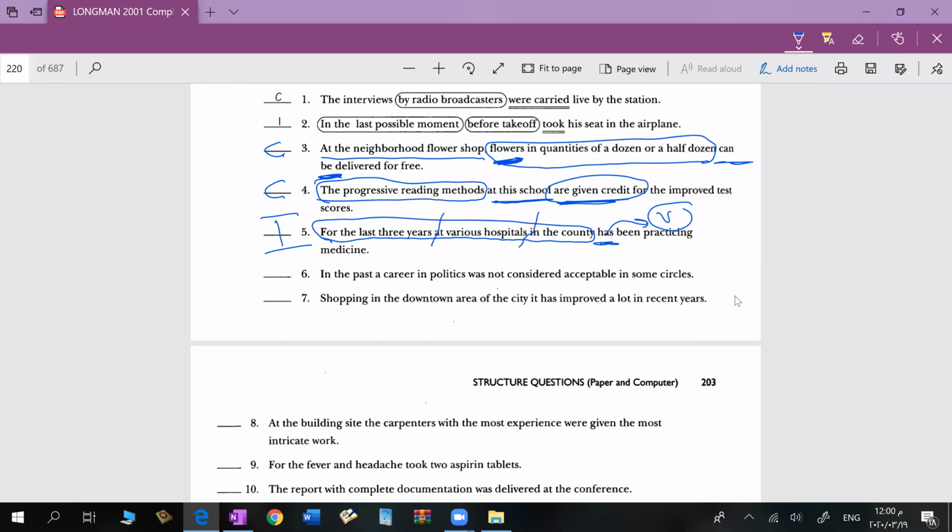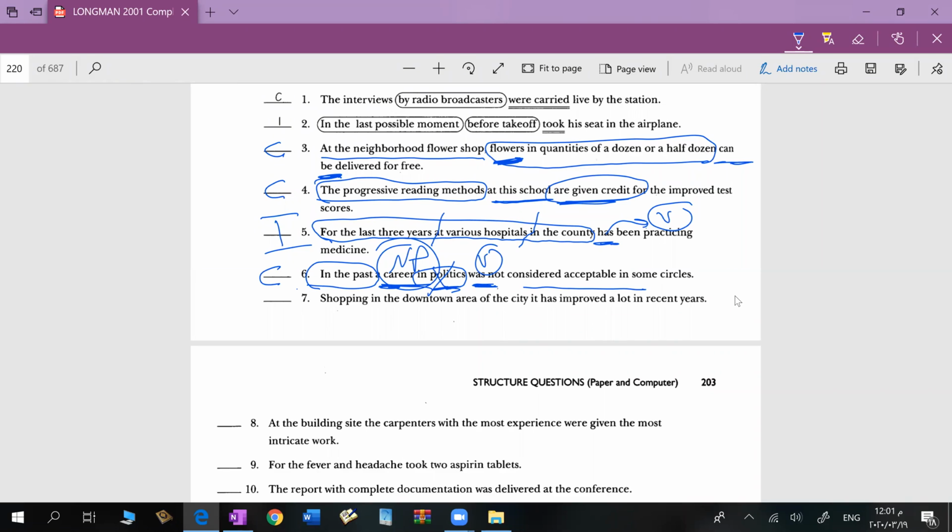In the past, a career. In the past, this is a prepositional phrase. A career is a noun phrase. So here we have the subject. In politics, another prepositional phrase, not important. Was not considered acceptable. So we have here a subject and a verb. So this sentence is correct.